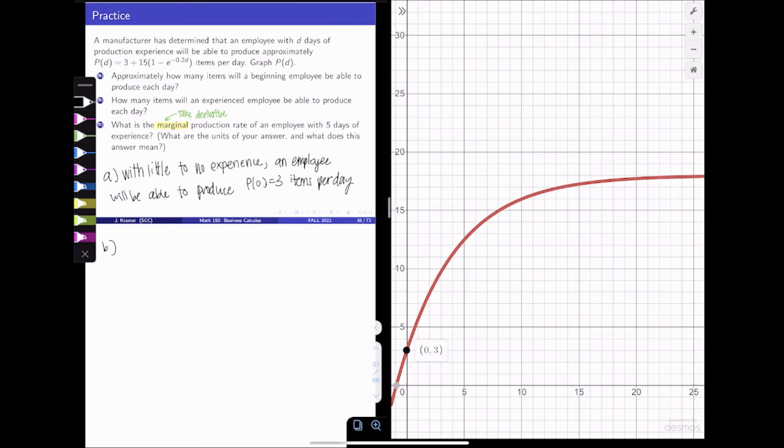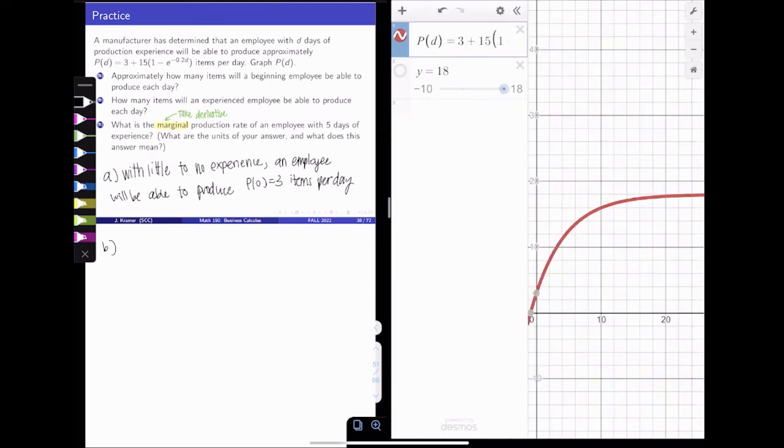How many items will an experienced employee be able to produce each day? That's going to be about where the curve levels off, because if they're experienced, they've been working for 20 or more days. If we look at 20 and then just let our point continue to go towards 25 and beyond, we're approaching what we would call a horizontal asymptote. And that horizontal asymptote occurs when y equals 18.